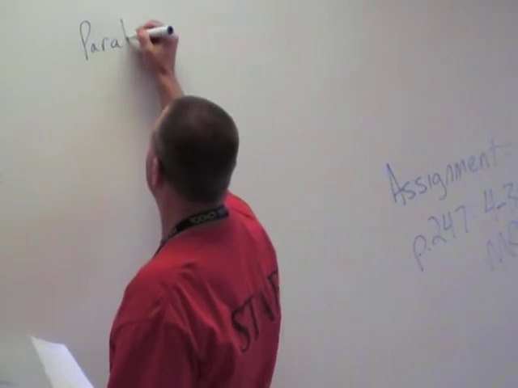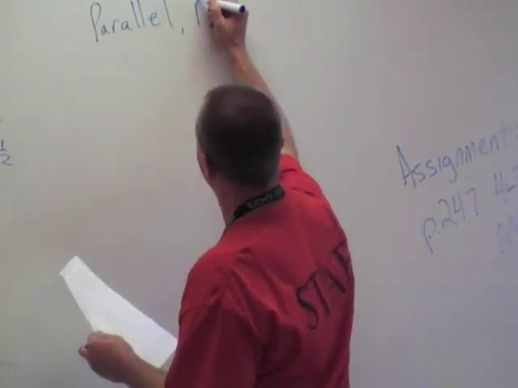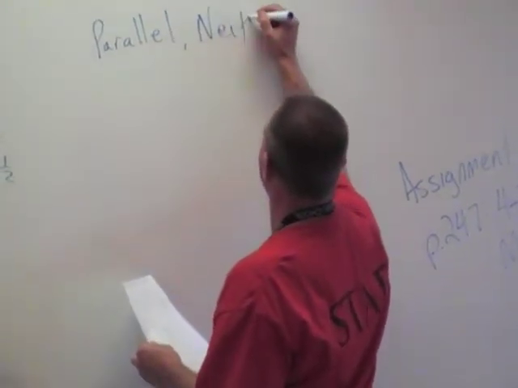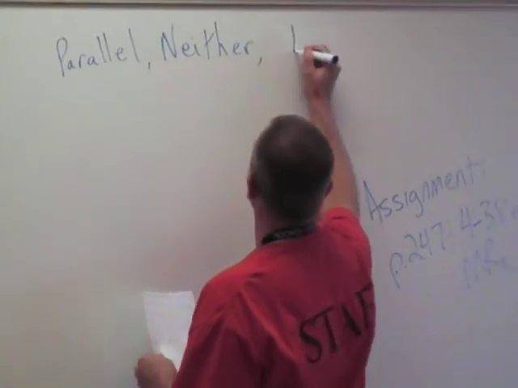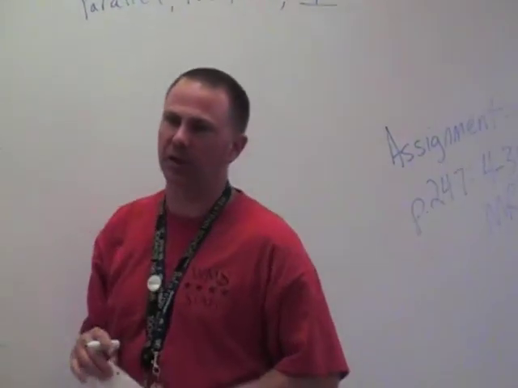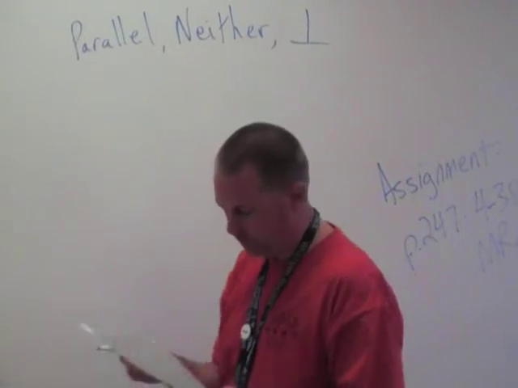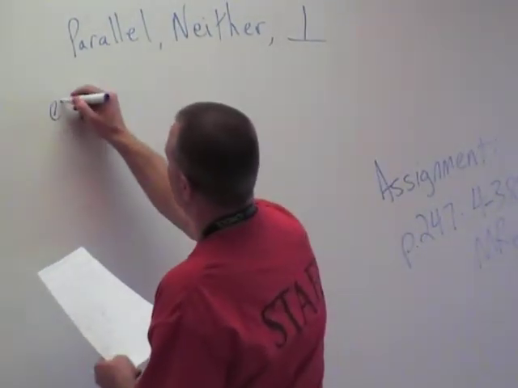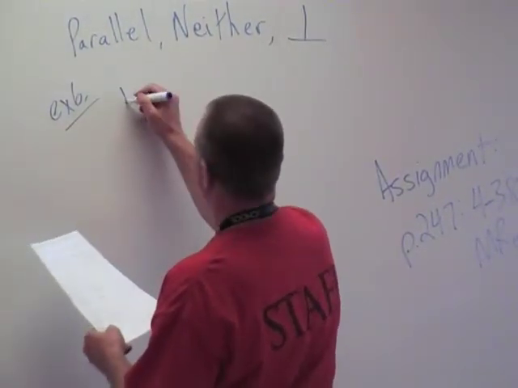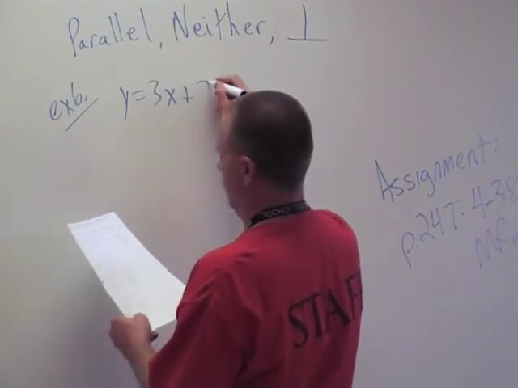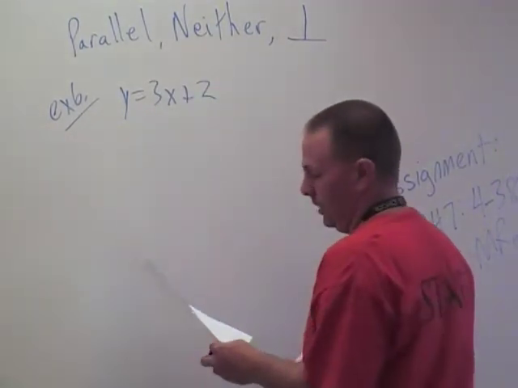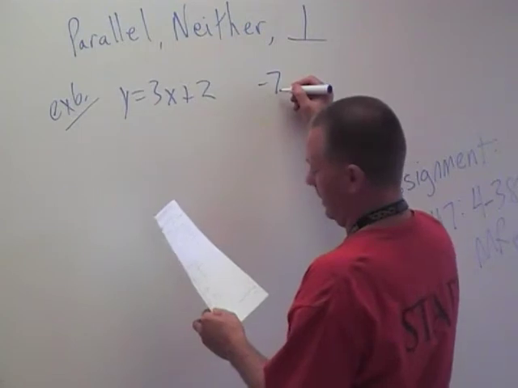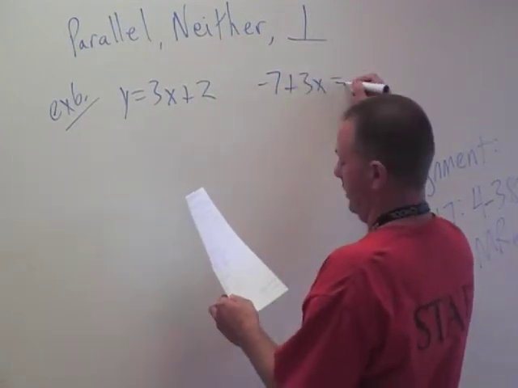Parallel. Neither. Or the symbol for perpendicular. Example 6 is y equals 3x plus 2 parallel, perpendicular, or neither to negative 7 plus 3x equals y.